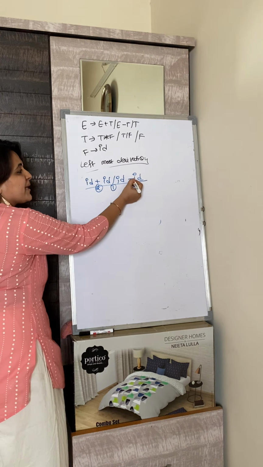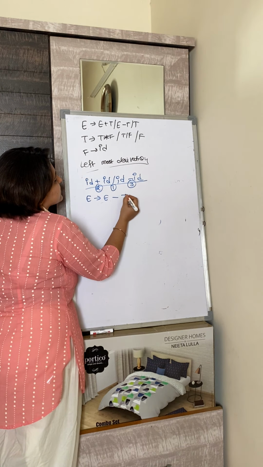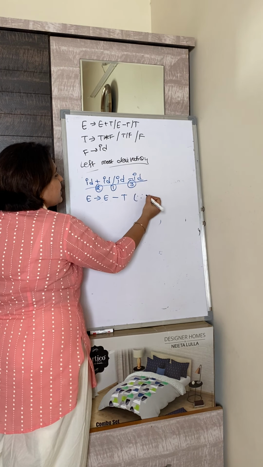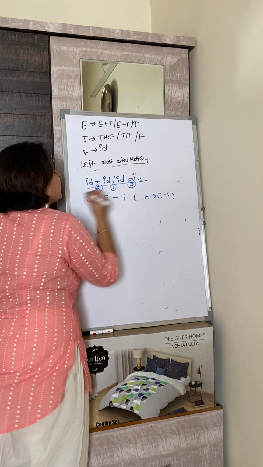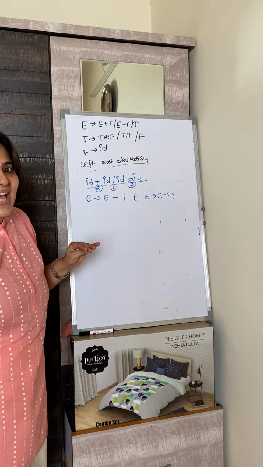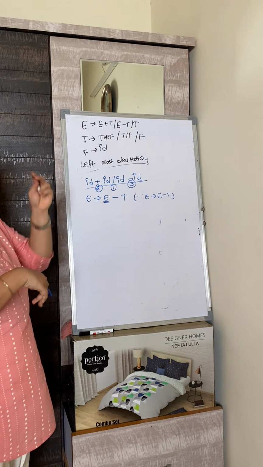So which rule you have to pick up first? This one. So E derives E minus T. That is the first rule we are going to use. Justification, E derives E minus T. How many non-terminals you have on the right side? 2. Which one is the left one? This. So that should be derived first.